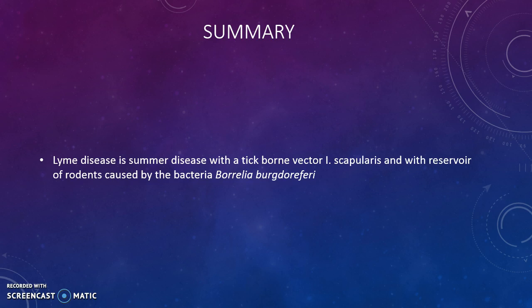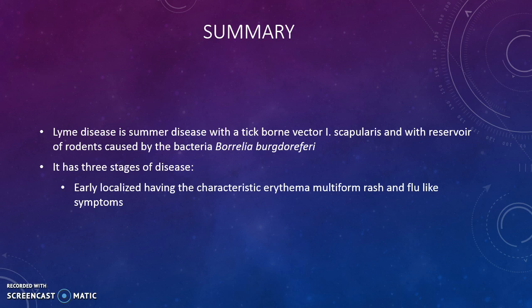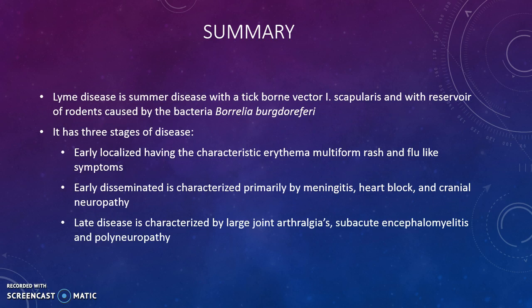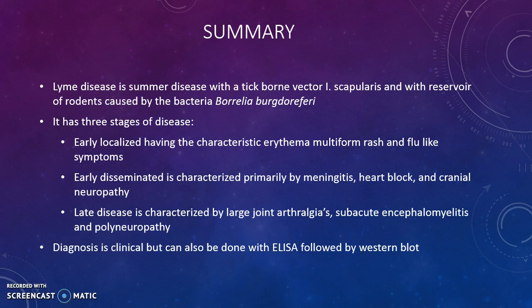So in summary, Lyme disease is a summer disease with a tick-borne vector, I. scapularis, with reservoir of rodents caused by bacteria, Borrelia burgdorferi. It has 3 stages of disease: early localized, having characteristics of erythema migrans rash and flu-like symptoms; early disseminated, characterized by meningitis, heart block, and cranial neuropathy, among others; and late disease, which is characterized by large joint arthralgia, subacute encephalomyelitis, and polyneuropathy, sometimes also dementia.